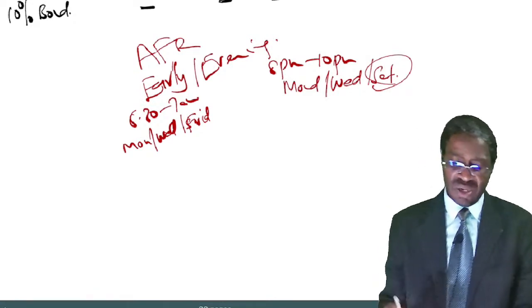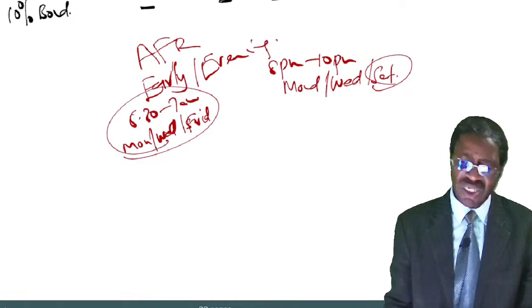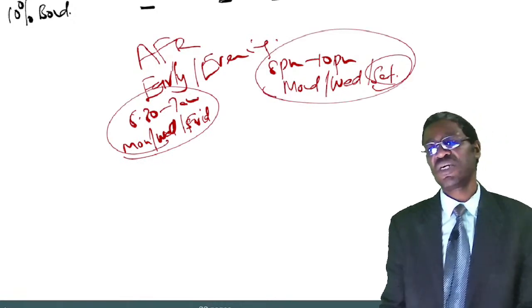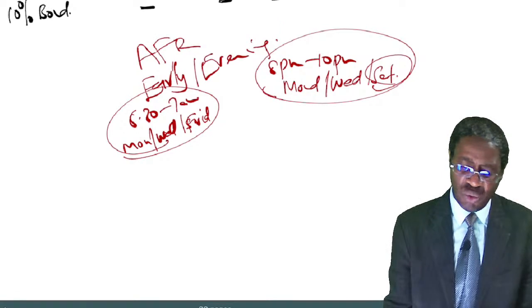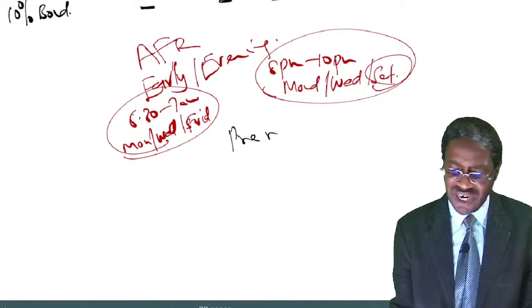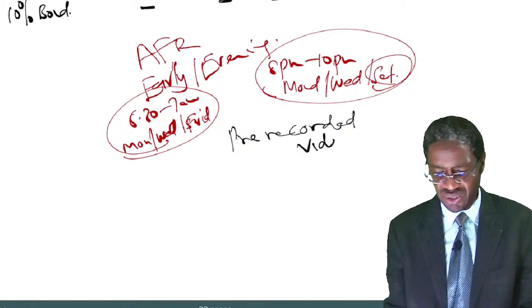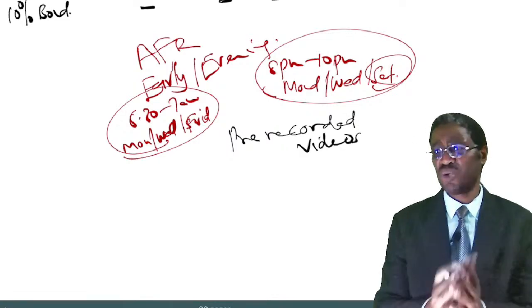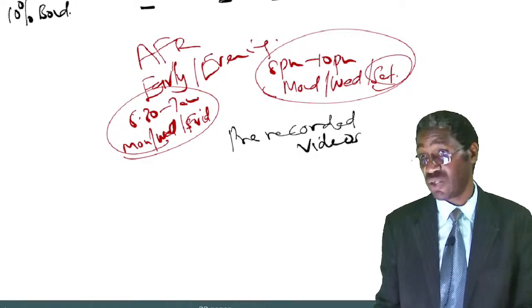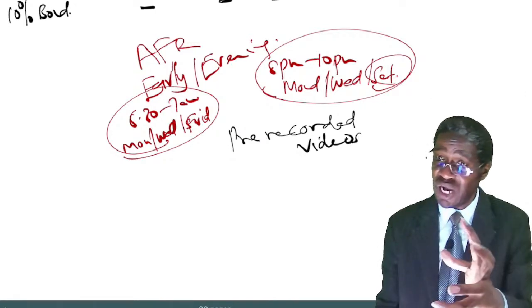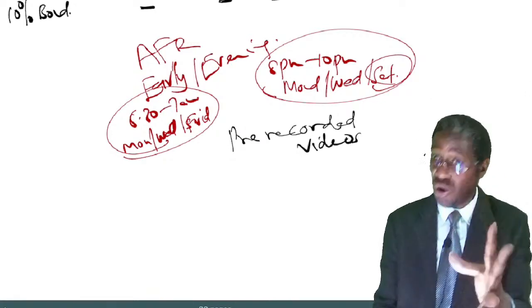Good. Now, if you're not available in the early morning and you're not available in the evening, then you can still buy what we call the pre-recorded videos, where you buy all the videos for the syllabus at once, all of them at once. Then you listen to them at your own free time, at your own pace.